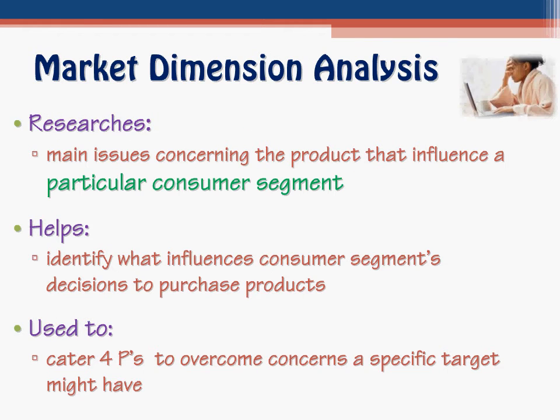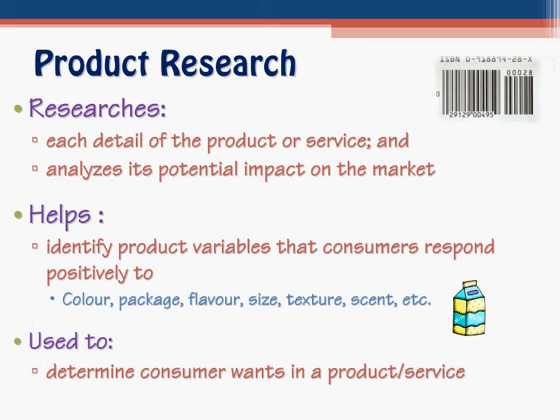Next is the market dimension analysis. This is identifying the main issues concerning a product that consumers might have. So for a particular consumer segment, what are the main issues surrounding the product or the services that they use? These main issues are what marketers really want to find out. Product research gathers information about each detail of the product or service. They try to identify and analyze the product's impact on the market, so on consumers. Is it going to be positive? Is it going to be negative? This is the information that marketers are trying to gather.